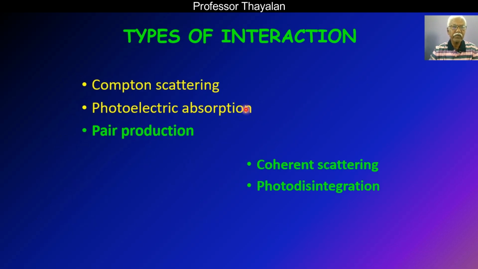What are the various types of interaction? Compton scattering, photoelectric effect, pair production, coherent scattering, photodisintegration. The left side three are very important for medical applications, whereas these two do not have much role in medical application. However, in today's lecture we are going to talk about pair production in detail and to some extent about coherent scattering and photodisintegration.